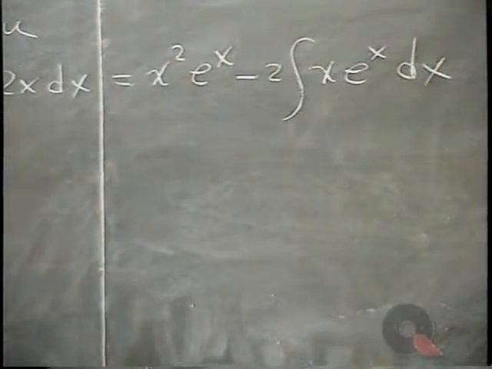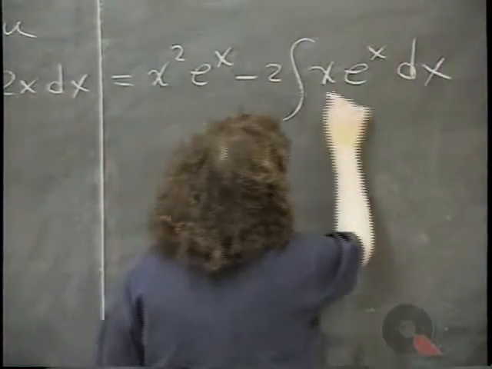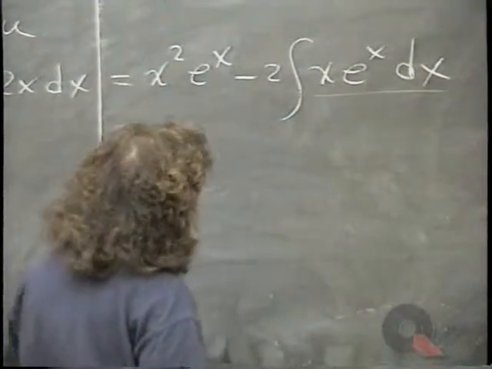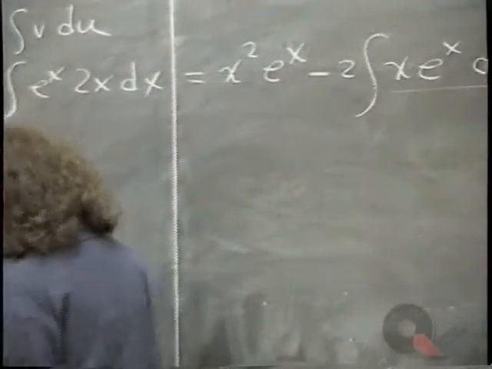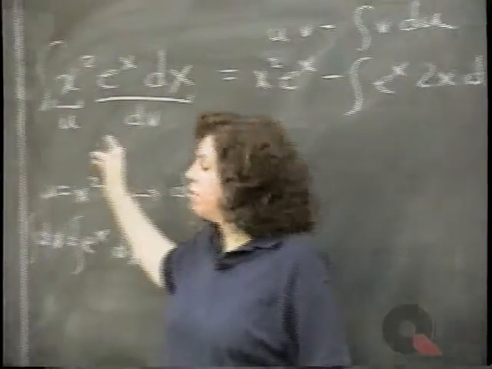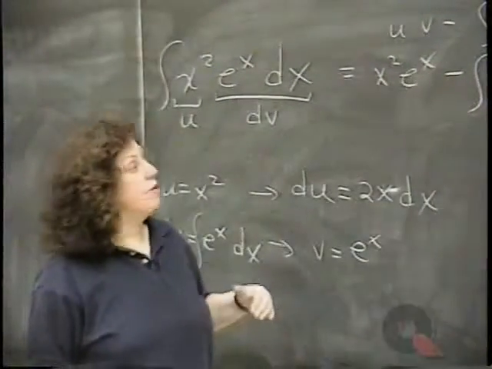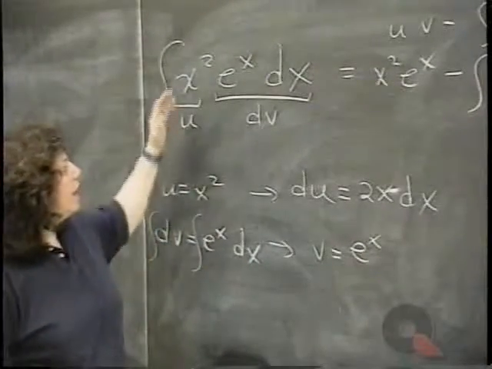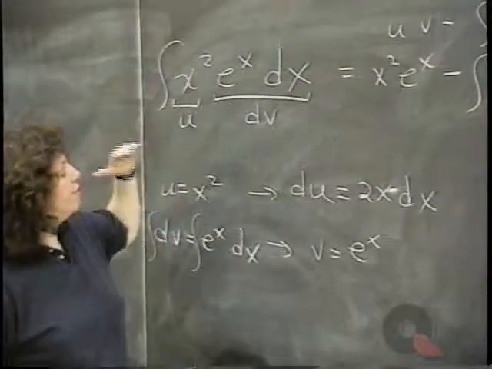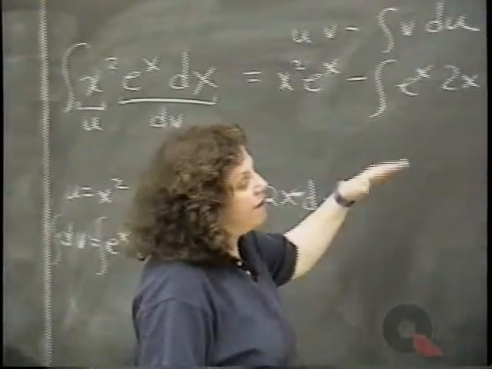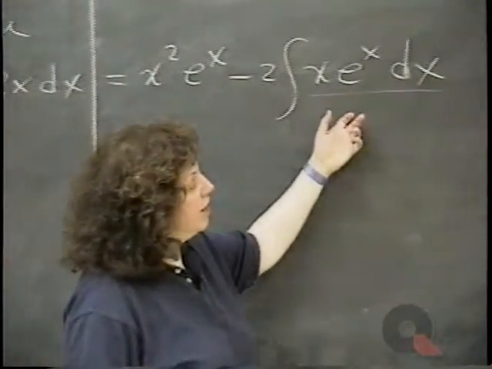Now let's look at what we're faced with integrating here. We have to integrate x e to the x dx. It's not worse than what we started with. We're certainly making progress. Do you remember we had that one where after one integration we were worse off than we started? We're not worse off here. Here we had x squared times e to the x. We brought down the power, and now we have x e to the x to integrate.